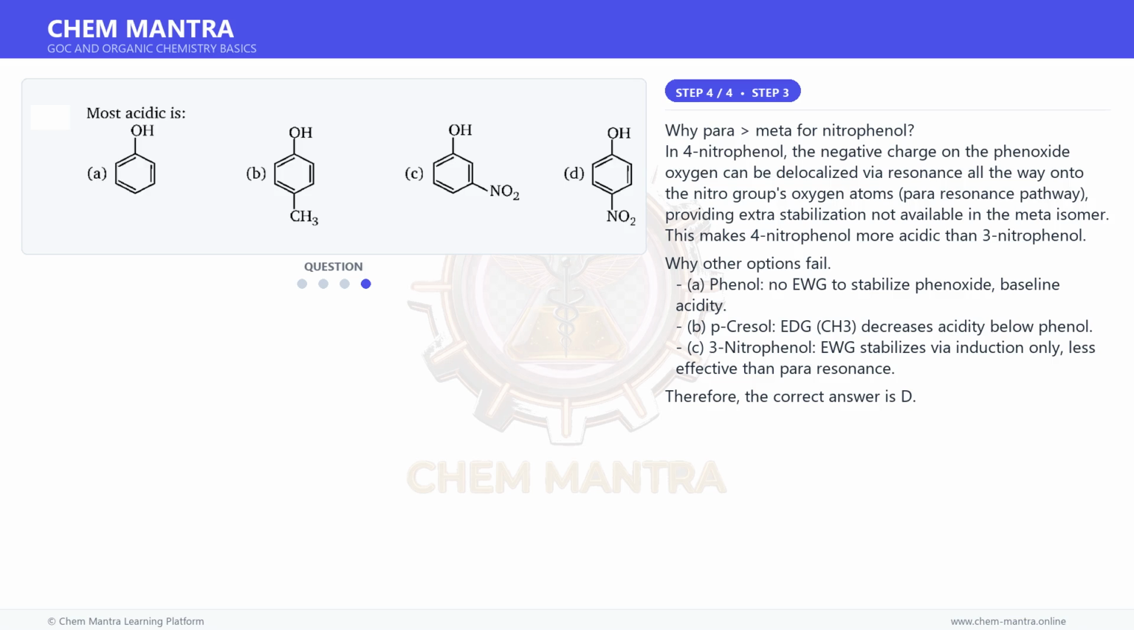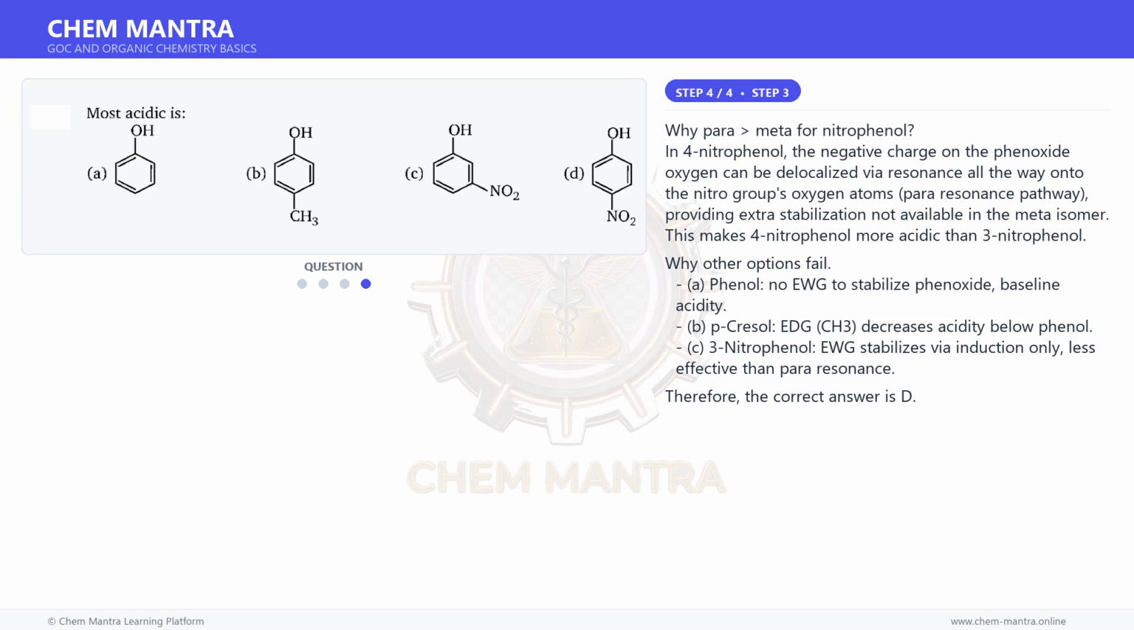Why para over meta for nitrophenol? In 4-nitrophenol, the negative charge on the phenoxide oxygen can be delocalized via resonance all the way onto the nitro group's oxygen atoms, the para-resonance pathway, providing extra stabilization not available in the meta isomer. This makes 4-nitrophenol more acidic than 3-nitrophenol.